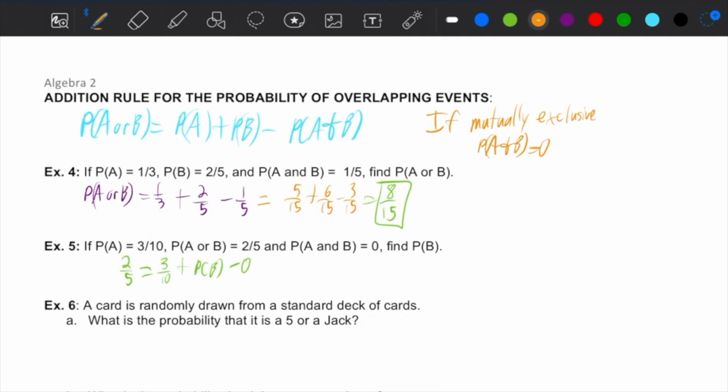So really all you need to do here is subtract 3/10 and get a common denominator. So 2/5 and 3/10. The common denominator is going to be 10, so you're going to have 4 over 10 minus 3 over 10, which will give us the probability of B. And that'll tell us the probability of B ends up being 1 out of 10.